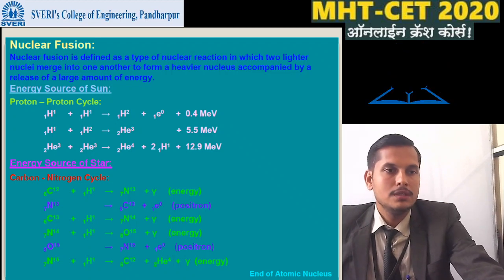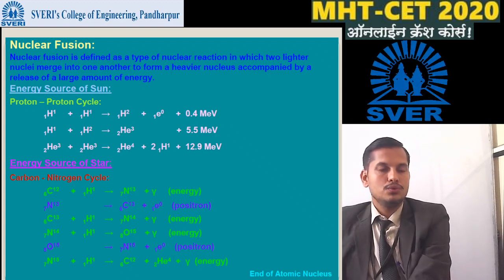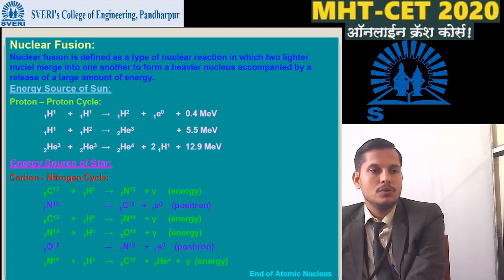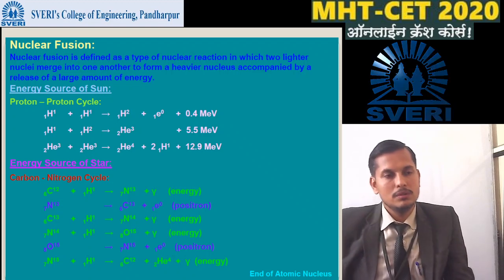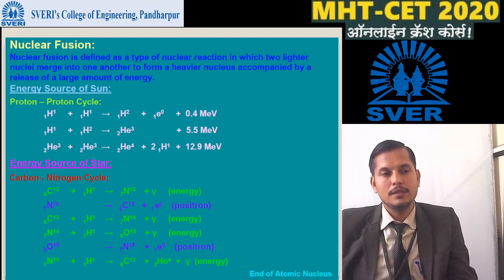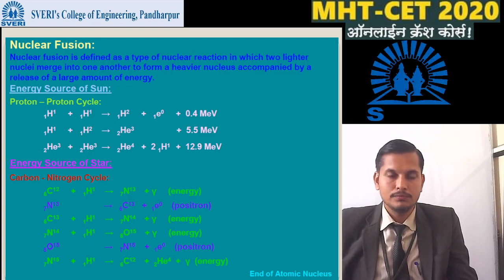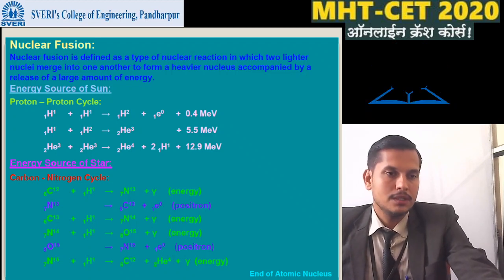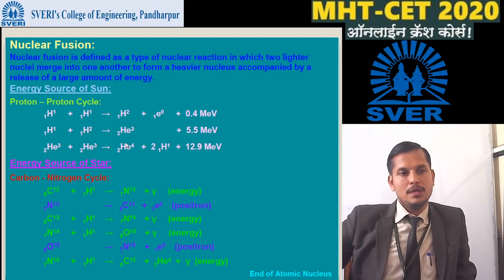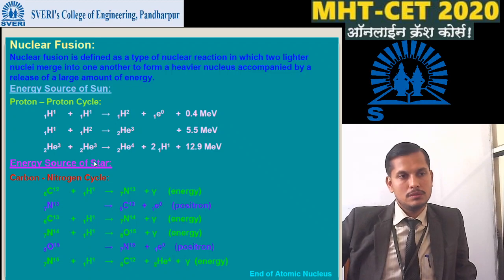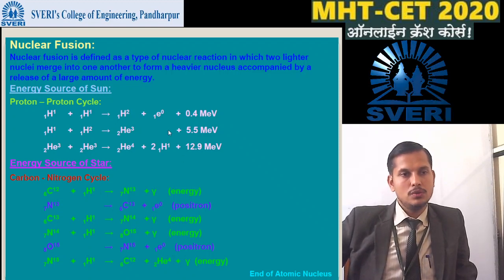If we check two types of cycles, called the PP cycle and the CNO cycle, that is the proton-proton cycle and the carbon-nitrogen-oxygen cycle, from that we get an idea of how hydrogen is converted to helium, and in this case a large amount of energy gets released. So it happens in stars, for example in our sun, at the core of the sun, this continuous fusion occurs, that is hydrogen to helium conversion.